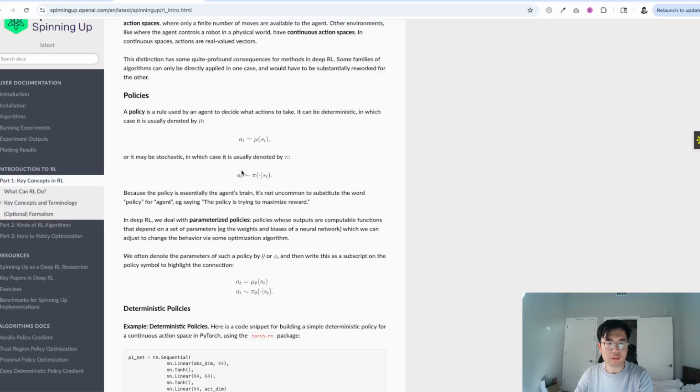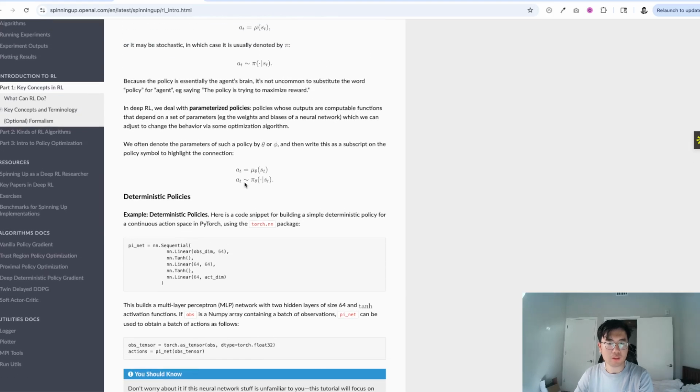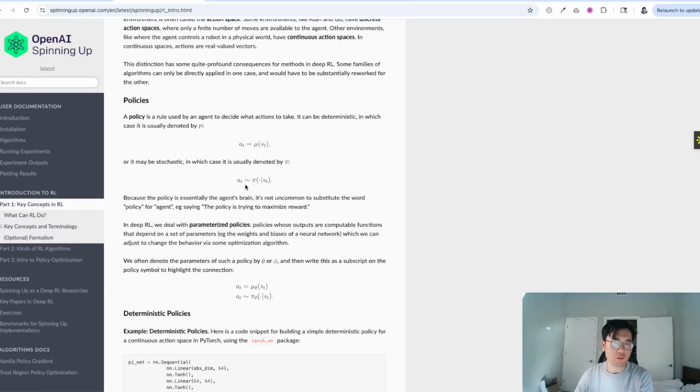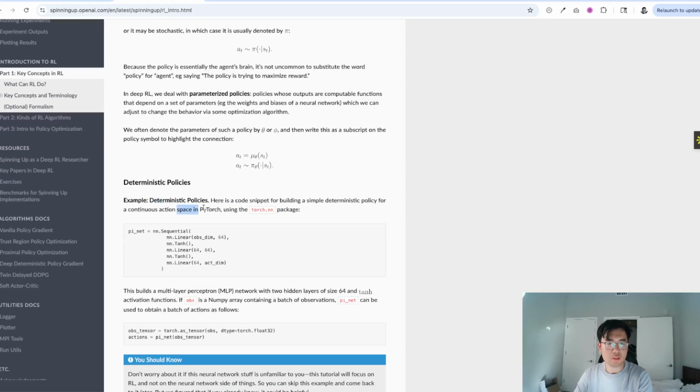So we understand what a policy is. We understand what a deterministic policy is. A policy will, given a state, output an action. If it's deterministic, then given the same state, it will always give the same action. If it's stochastic, then you sample from it. And then deterministic.